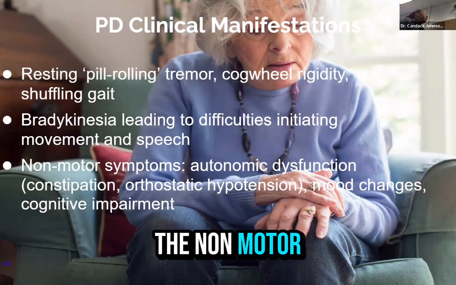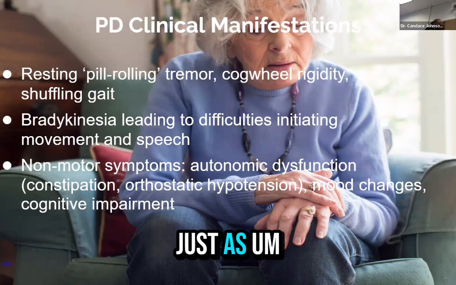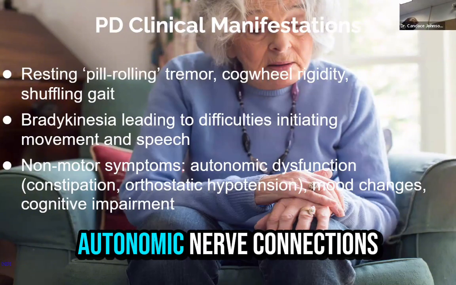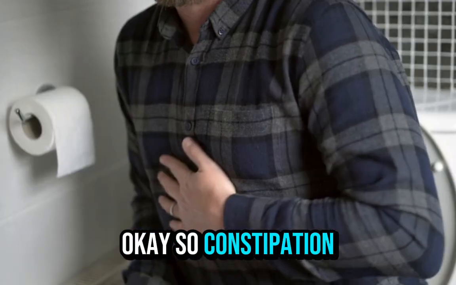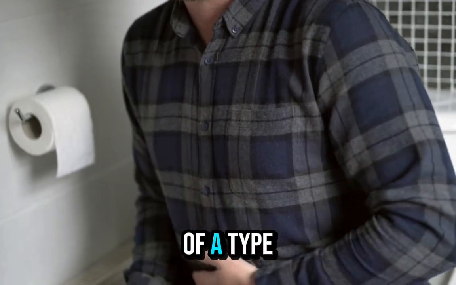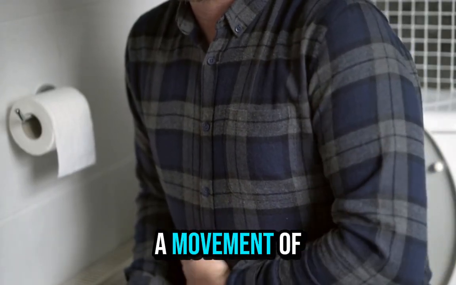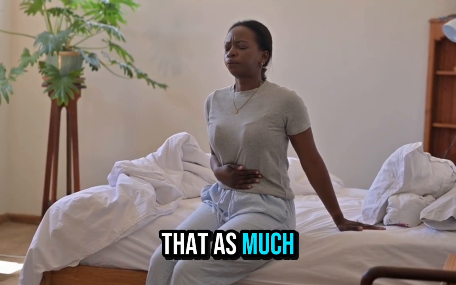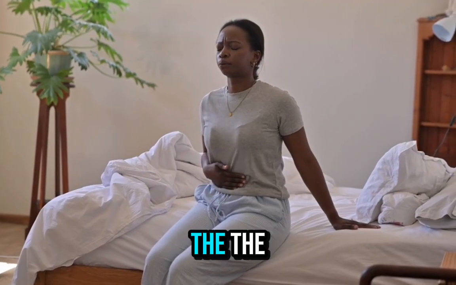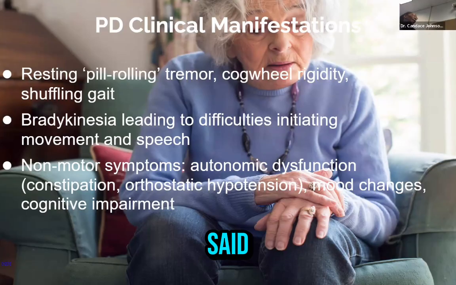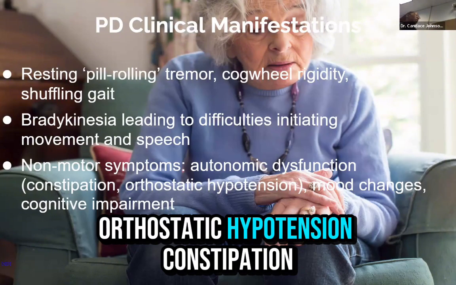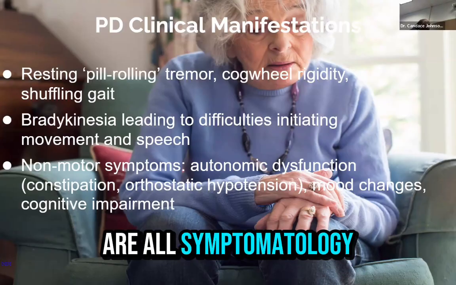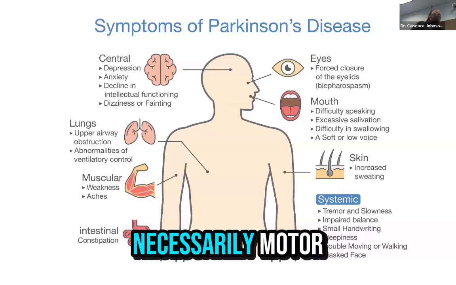All right. So the non-motor symptoms can be just as impactful as the motor symptoms because of the autonomic nerve connections. Okay. So constipation, that's a movement of a type, right? Bowel movements are a movement of a type, but they are autonomic, right? You don't control that as much as the brain does. So with that said, orthostatic hypotension, constipation, mood changes, cognitive changes are all symptomology connected to PD that are not necessarily motor.